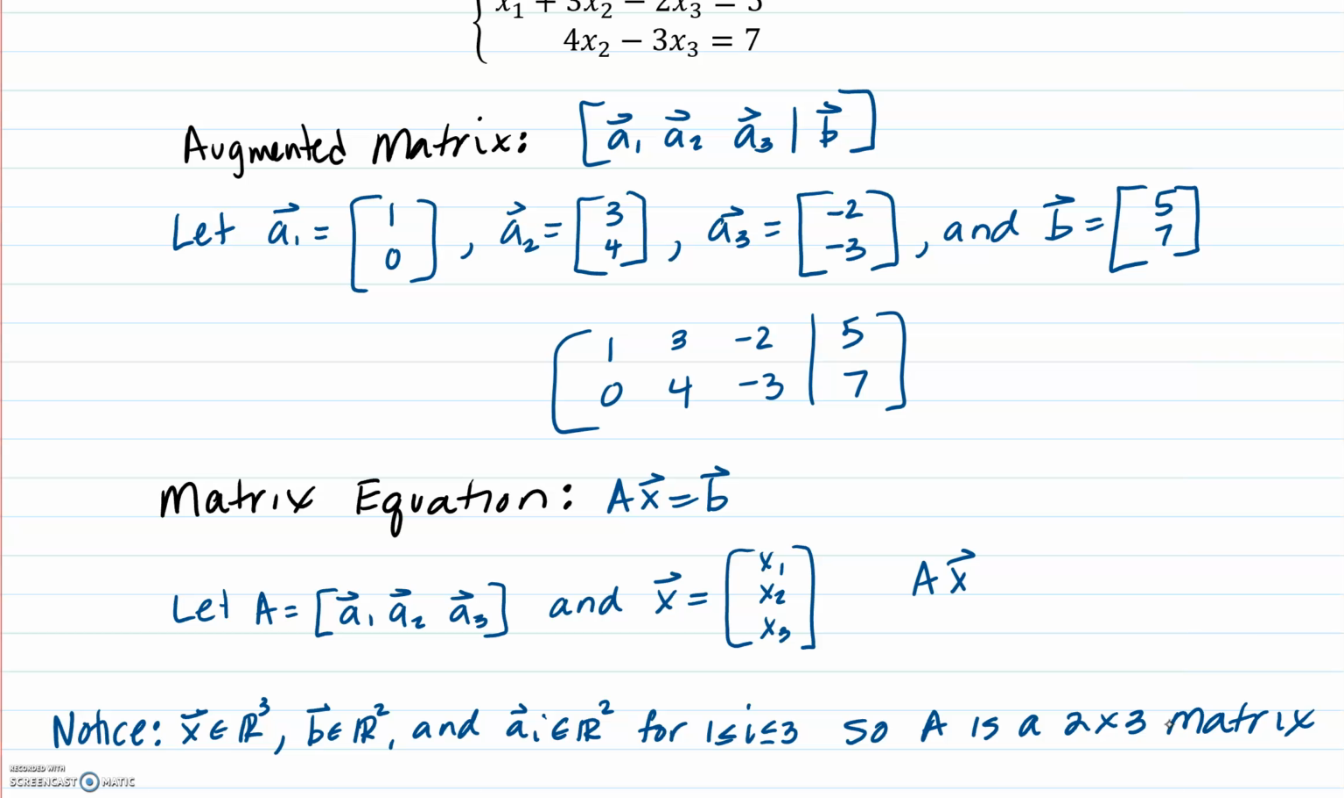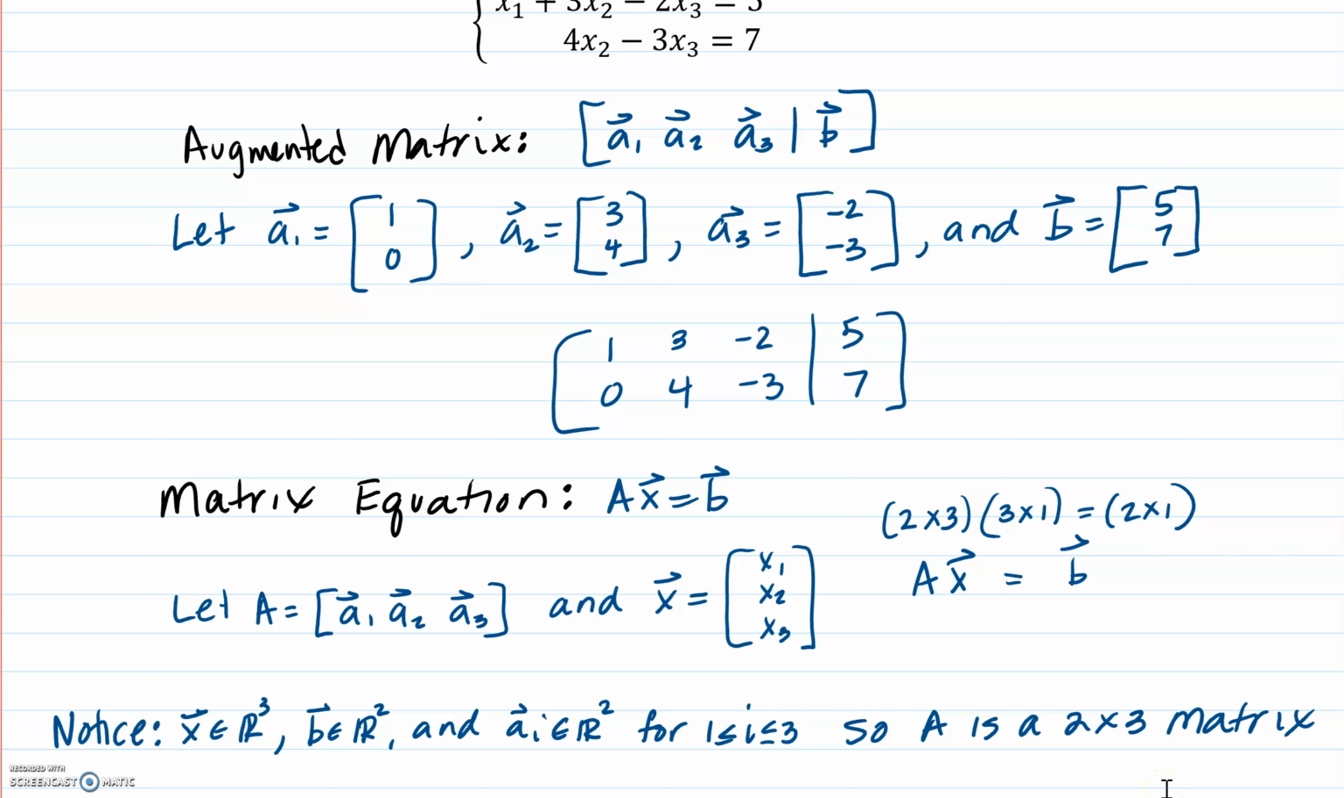AX. So again, each Ai has two entries right there. You can see each one of them has two entries. So it has two rows. And there's three columns, since there's three column vectors, times the X. The X is in R3, so it has to have three entries. It's a 3 by 1 since it's a column vector, and it's going to equal B, and B we see is a 2 by 1, which does make sense. So all the dimensions match up.